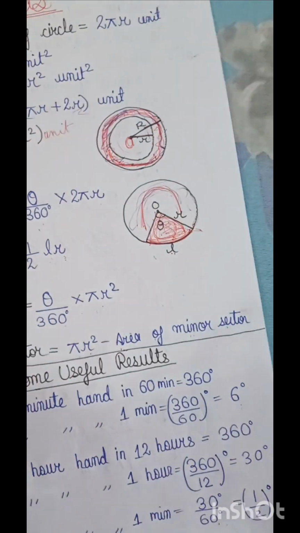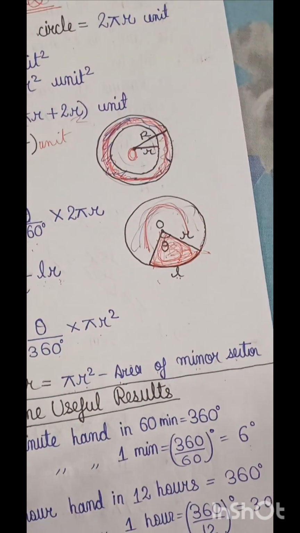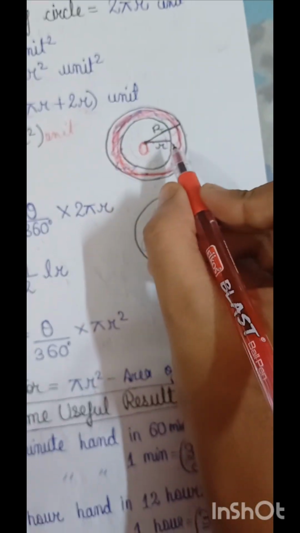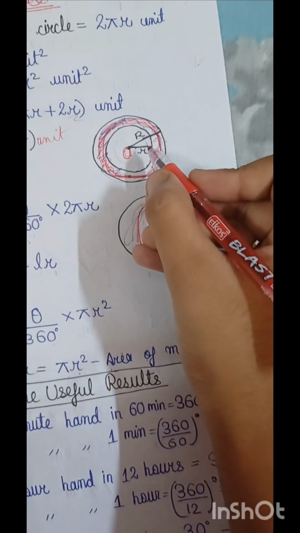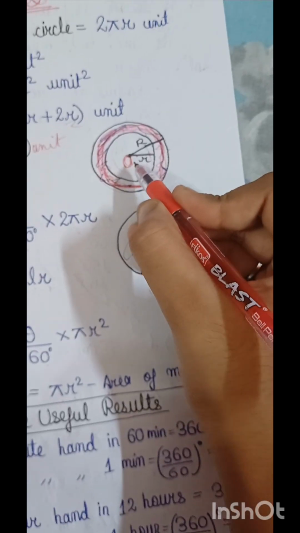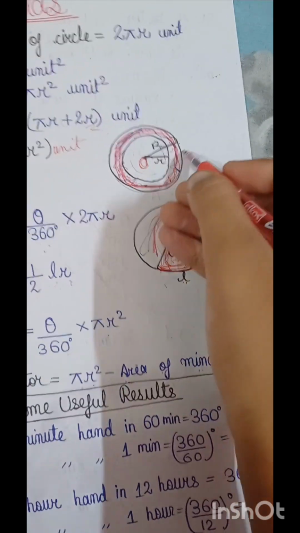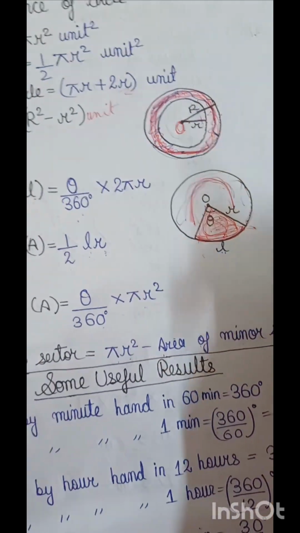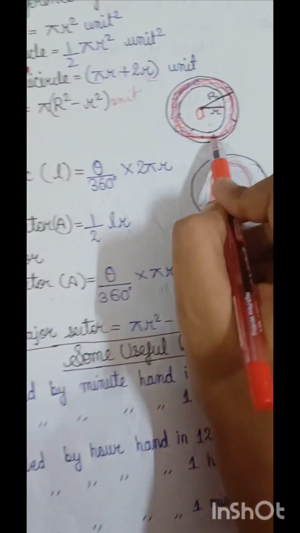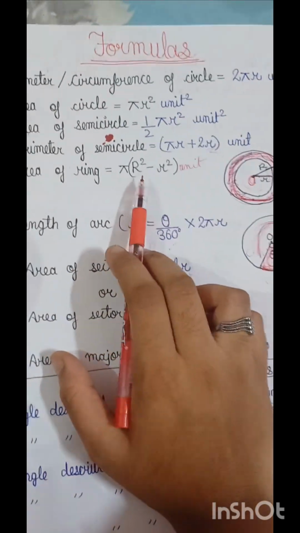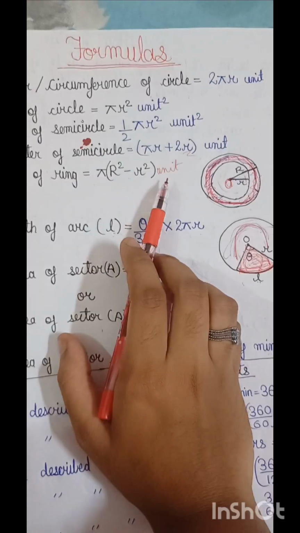Okay, so as you can see here, there are 2 circles. The smaller one has small r as its radius, and the capital R is the radius of the larger one, and they both have the common center O. So how will you find the area of this colorful region? This is called a ring. To find the area of this ring, the formula is pi (R squared minus r squared) unit square.